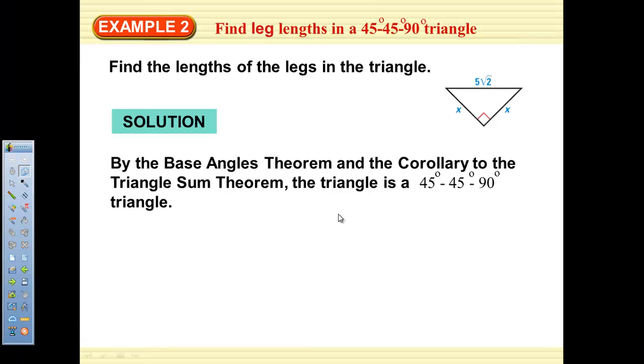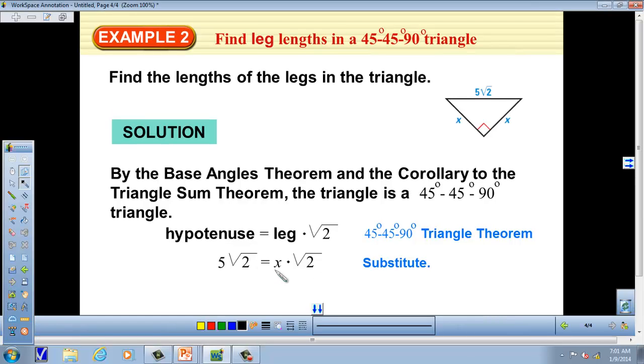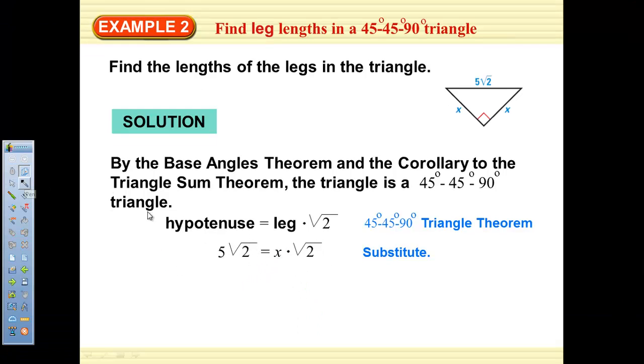So again, this time the hypotenuse is given to us, and they again make it a little bit more complicated. We put 5 rad 2 over here for hypotenuse, and then we divide both sides by rad 2. If we do that, rad 2, rad 2, those cancel, and there's where we get our x equals 5.